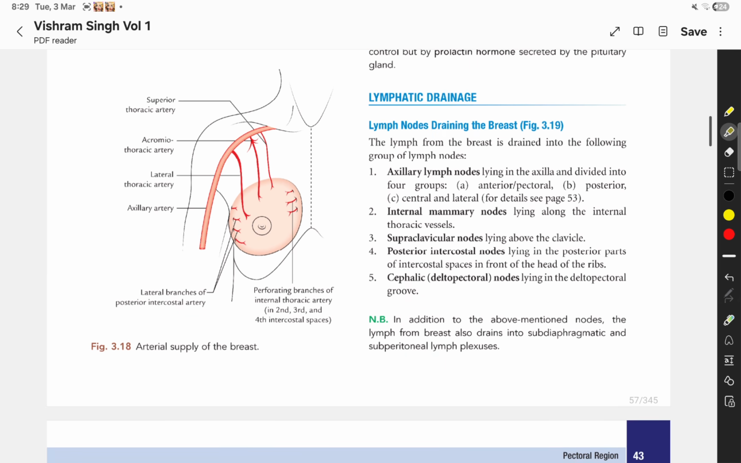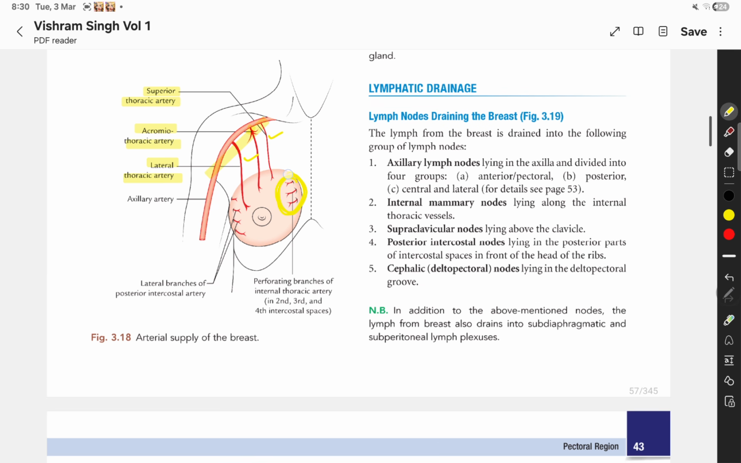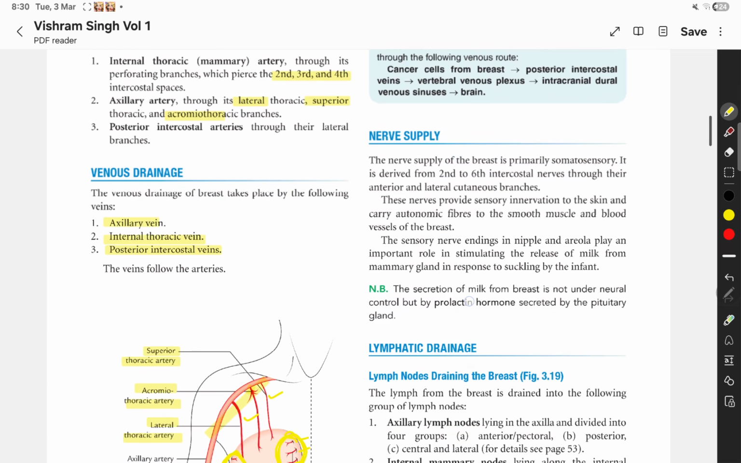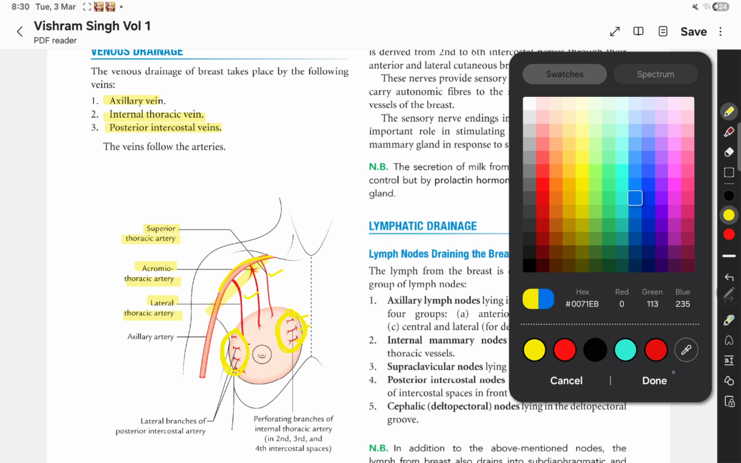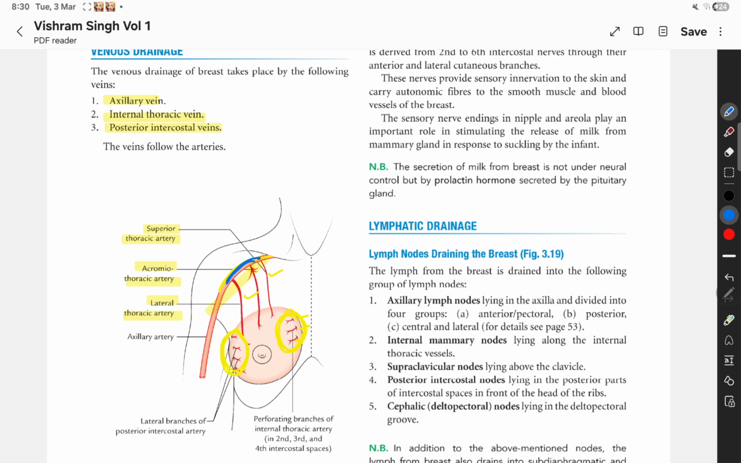See here we can see the superior thoracic artery, acromiothoracic artery, lateral thoracic artery. These are the branches of axillary artery. Which artery? Superior thoracic artery, acromiothoracic, lateral thoracic artery. And these are internal thoracic artery branches of second, third, fourth intercostal spaces. And these are lateral branches of posterior intercostal arteries. Veins: axillary vein, internal thoracic vein, posterior intercostal vein.